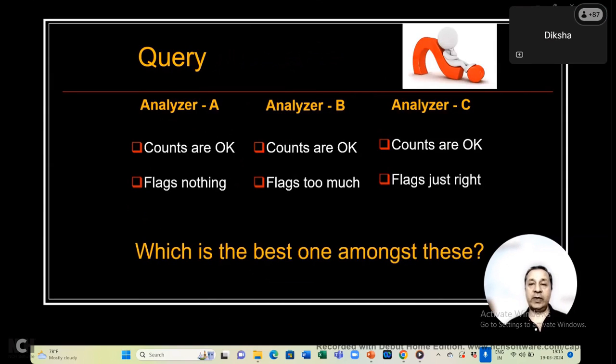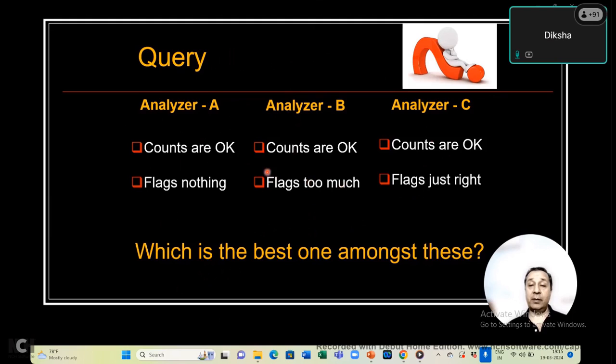So, interestingly, I often get asked that we have three different choices of analyzers, as to which analyzer should I opt for. For example, in this query which I was asked, I have an analyzer A in which counts are okay, but it flags nothing. There's an analyzer B in which again counts are okay, but flags too much. And analyzer C in which counts are again okay, but flags just right. Which amongst these would be the best to be used? And I'm sure most of us would obviously opt for analyzer C.